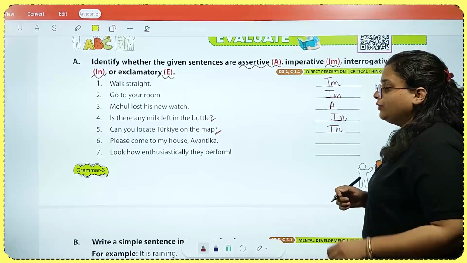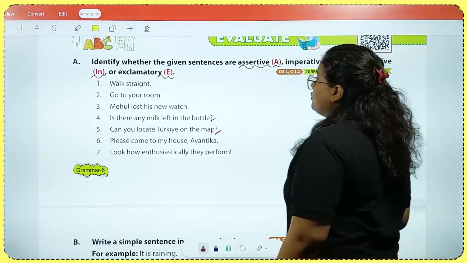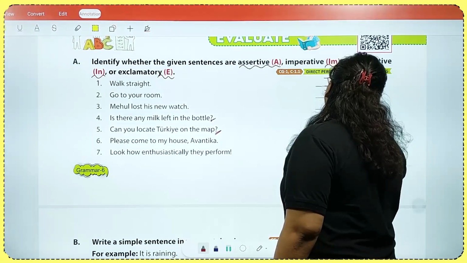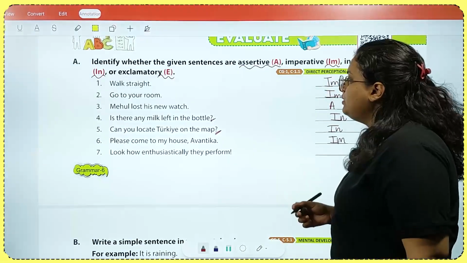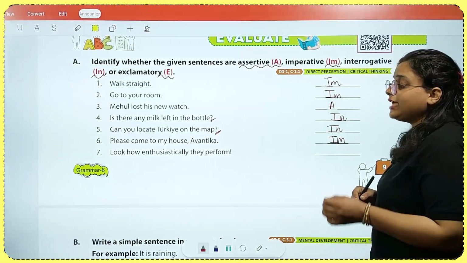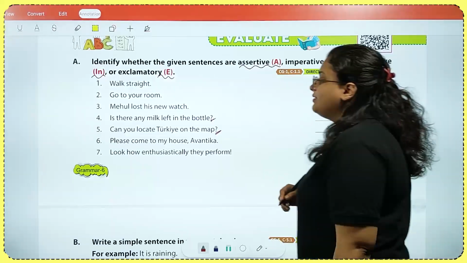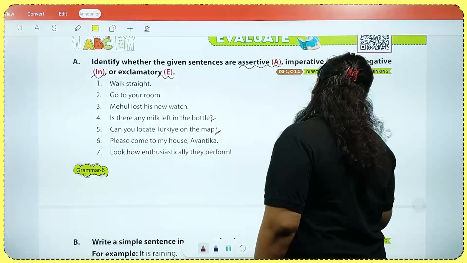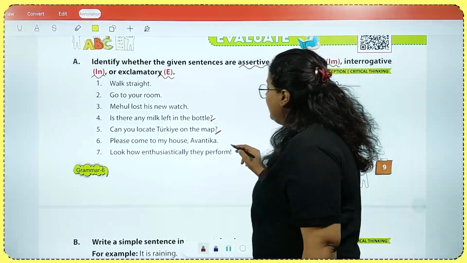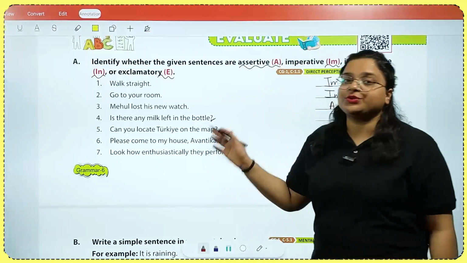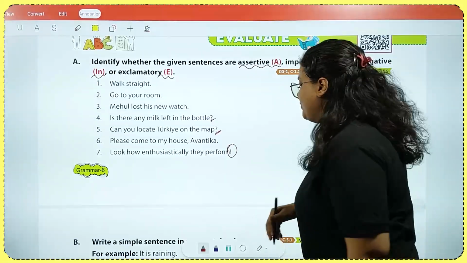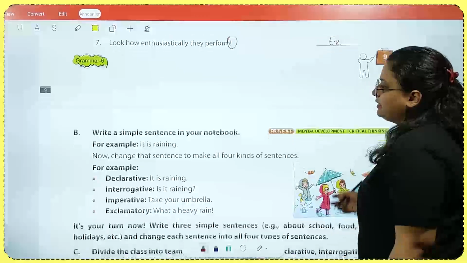Please come to my house, Avantika. So this is a request. So it will be an imperative sentence. Okay. Now last we have, look how enthusiastically they perform. So this is an exclamatory sentence. First there is an exclamation mark and second this is showing a sudden feeling. It is showing an emotion. Okay. So now let's come to the next question.